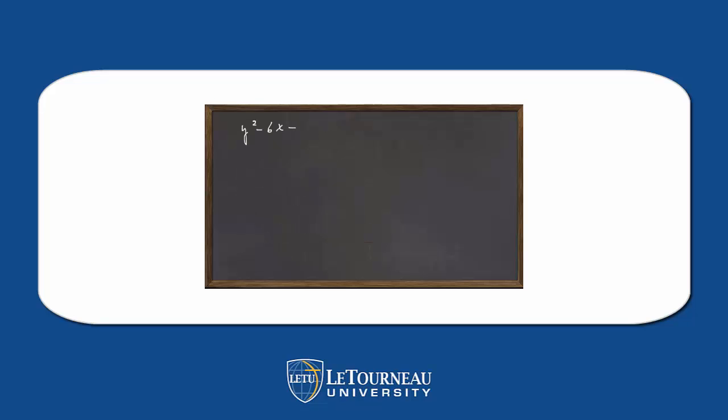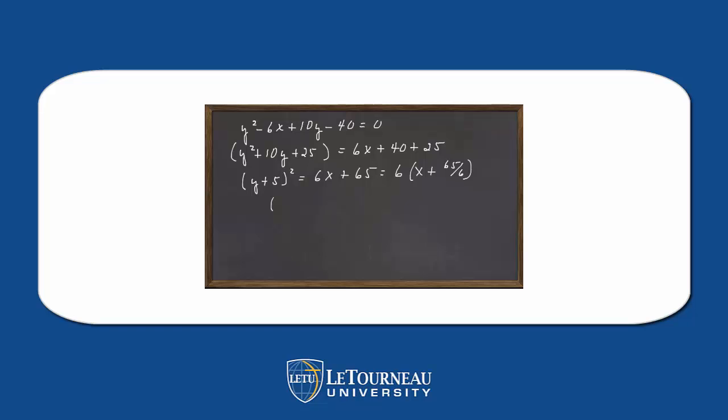Let's try another one. A y squared. This is either going to open to the right or to the left. Again, organize your elements. y squared plus 10y equals 6x plus 40. Half of 10 is 5. Squared is 25. We add 25 to both sides. (y plus 5) squared equals 6x plus 65, or in other words, 6 times (x plus 65 over 6). So our vertex will be (minus 65 over 6, minus 5). The axis will be y equals minus 5.